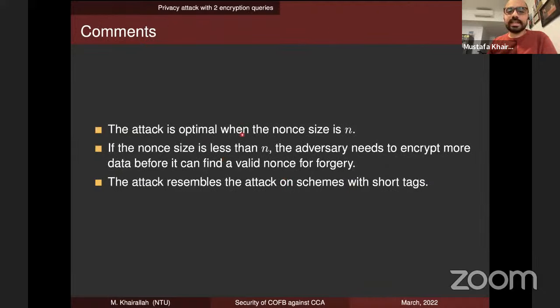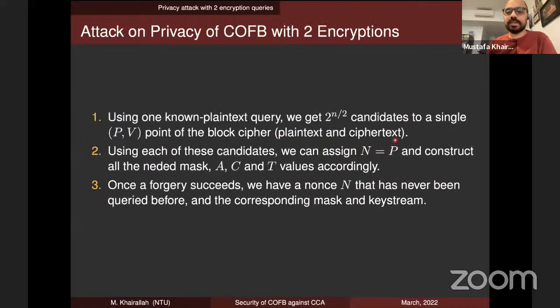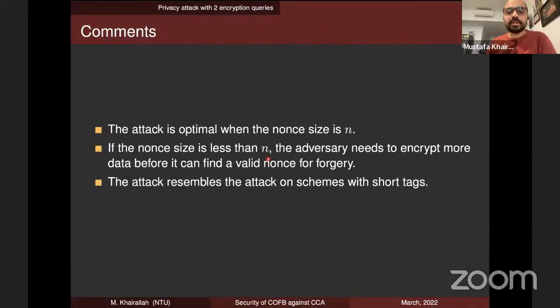This attack is optimal when the nonce size is n, because we assign P to n. If the nonce is less than n bits, then we will have problems with this assignment, and we will need more encryption queries to satisfy it. The attack resembles the attack on short tags. It just needs one extra encryption at the beginning. So we do one encryption, then 2^(n/2) decryptions, and then one encryption.